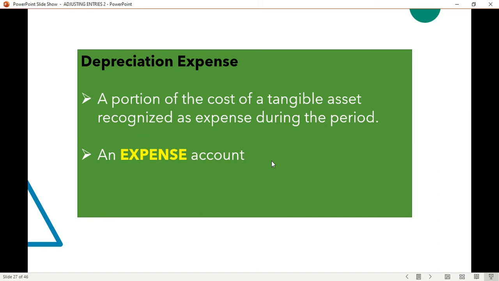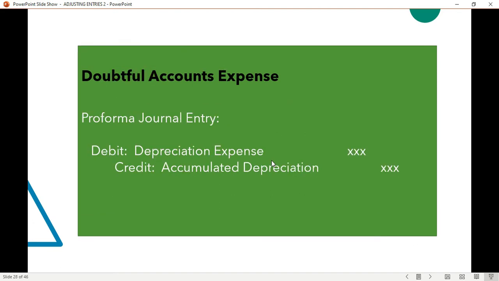So when you purchase a building, it doesn't mean that the entire cost of that building will be charged against the revenue during the period. Okay, so you will be charging the cost of the building over its estimated useful life. Every year you will be recognizing the depreciation expense. For example, it's a 1 million building, and you assume that the useful life of the building is 10 years, then every year you will be charging depreciation expense of 100,000.